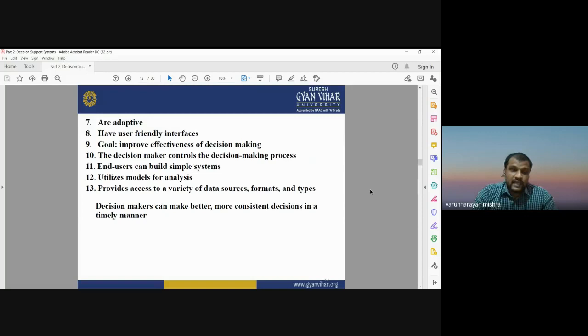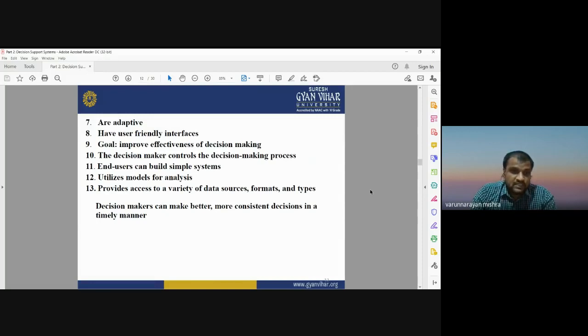It should be very handy and the user can easily use this kind of system. The goal of a decision support system is to improve the effectiveness of decision making, with the decision maker, or you can say the user, having all the control over the decision making process. If you are working on a decision support system, you have all the control over the decision making process, and the end user can build the simple system.